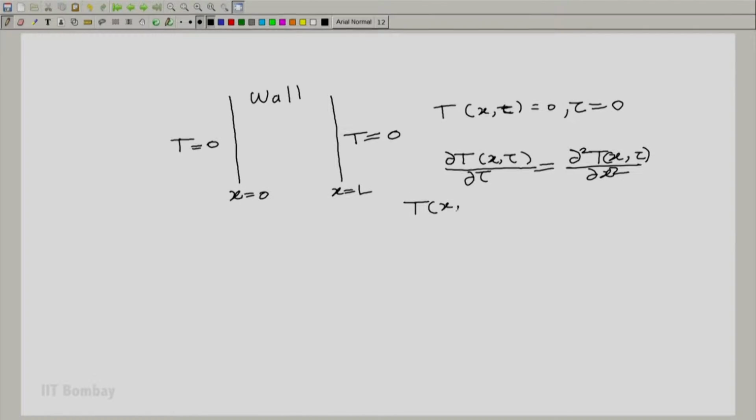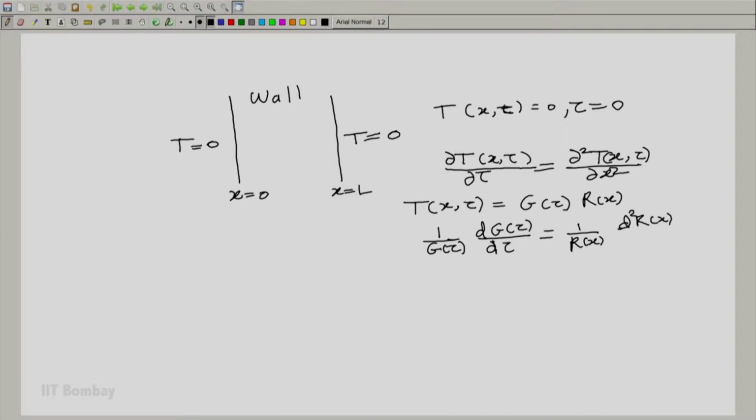This equation has two variables, space and time, and in differential equations we usually try to separate these variables. There is a technique for that, and we will assume that the time and space parts are independent, and make the following substitution: T of x comma tau is equal to g of tau, the time part, and r of x, the space part. After putting this in and simplifying, we get 1 by g of tau into dg of tau with respect to d tau. Note that this is an exact differential because g is only a function of tau, the time. This is equal to 1 by r of x into d2 r of x with respect to dx square.